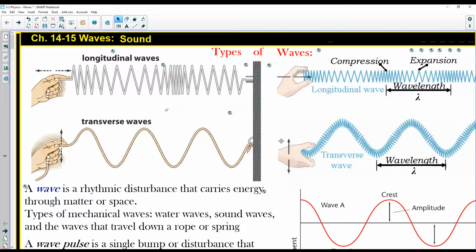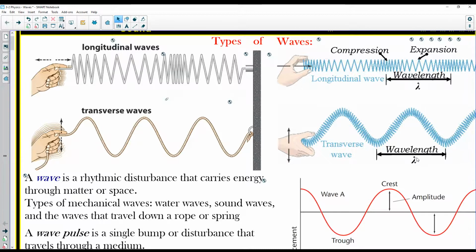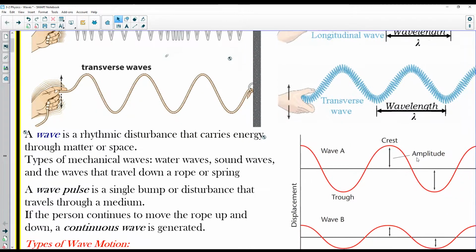But transverse waves would be electromagnetic waves. It's the radiation that comes from the sun. And we're going to come back to it again later on. But there's something interesting about the waves that you need to know.